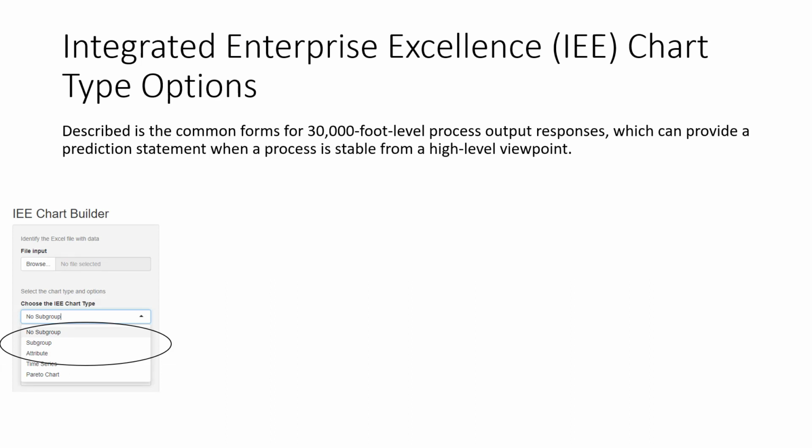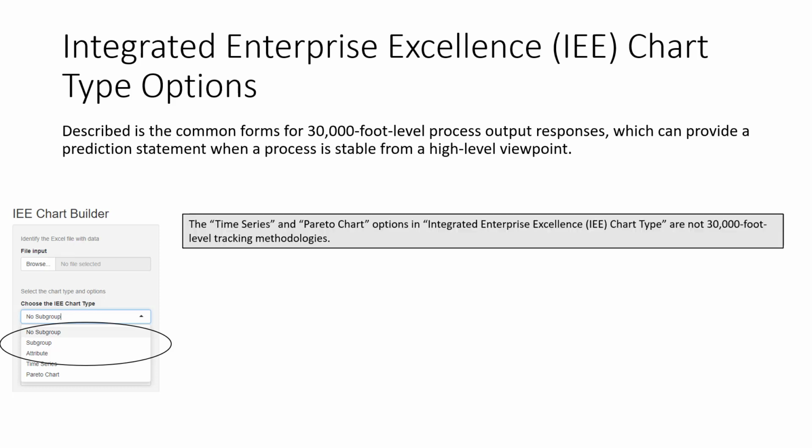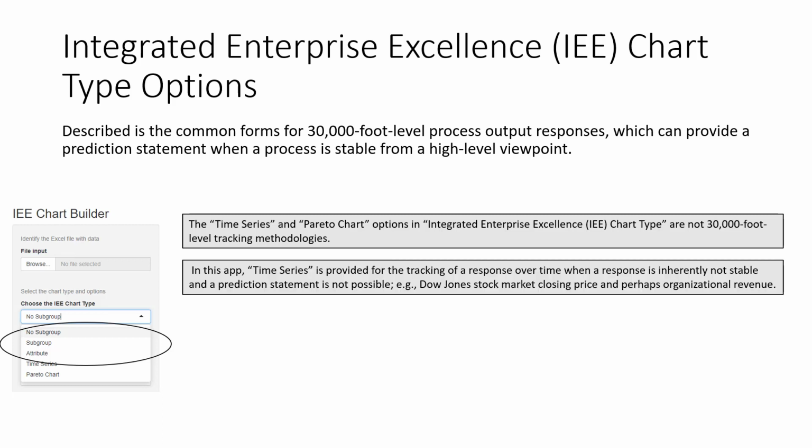Described are the common forms for 30,000 foot level process output responses, which can provide a prediction statement when a process is stable from a high level viewpoint. The time series and Pareto chart options in this section here are not 30,000 foot level methodologies. In this app, time series is provided for the tracking of a response over time when a response is inherently not stable and a prediction statement is not possible. For example, the Dow Jones stock market closing price and perhaps organizational revenue.